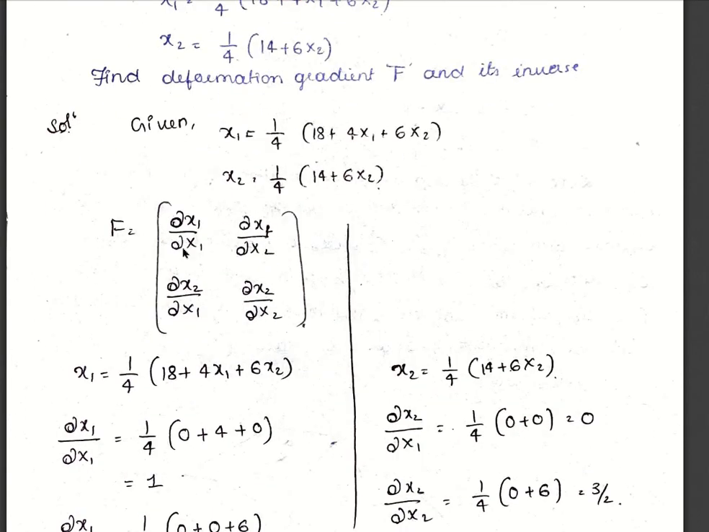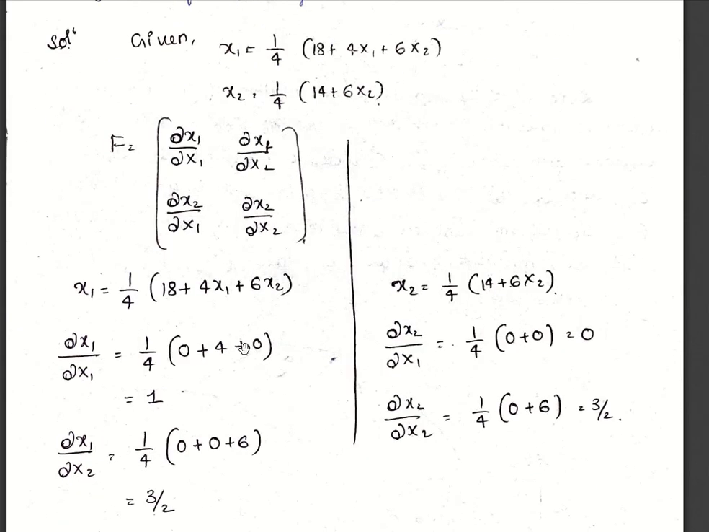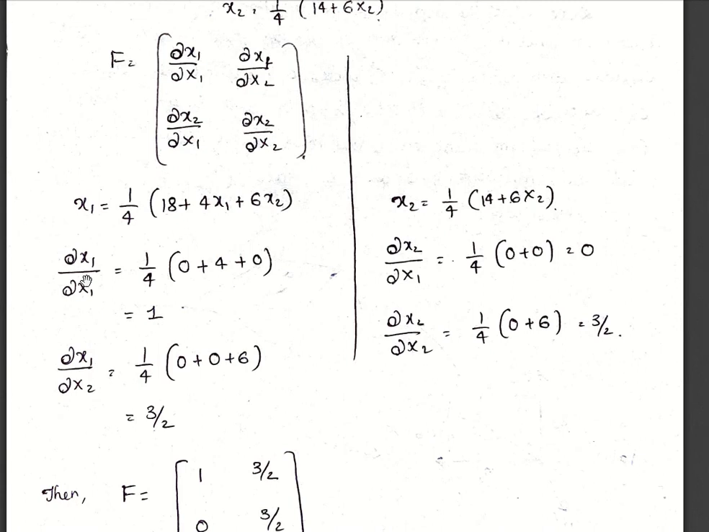This is ∂x1 by ∂X1, ∂x1 by ∂X2, ∂x2 by ∂X1, ∂x2 by ∂X2. Now we have this x1 value, this x2 value. The partial differentiation of x1 with respect to capital X1, we have this.